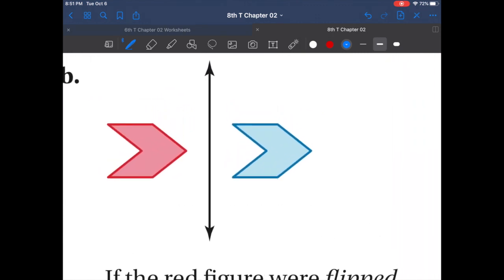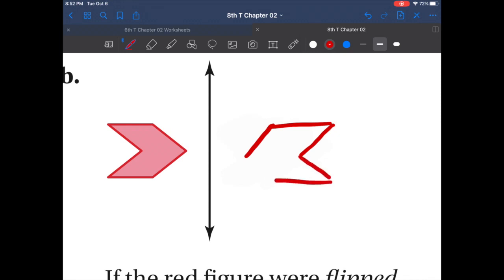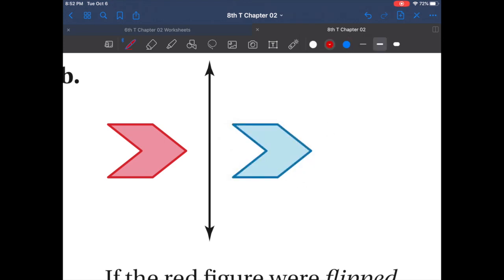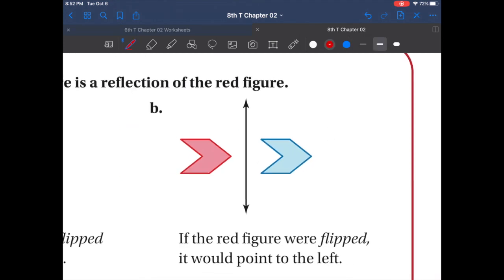All right, let's take a look at this one. Is this one a reflection? No, it is not, because if it was a reflection, it would have looked something like this. Do not judge my drawing. But it should have looked something like this. Okay, that would have been a reflection. What it is, that's just a slide. It just slid right over, a translation.